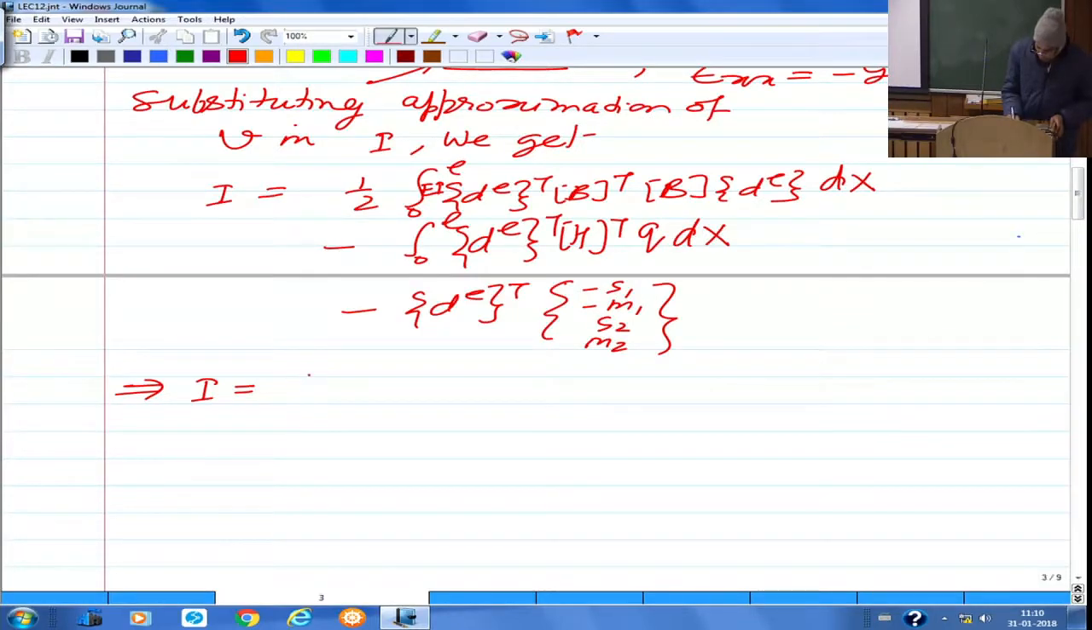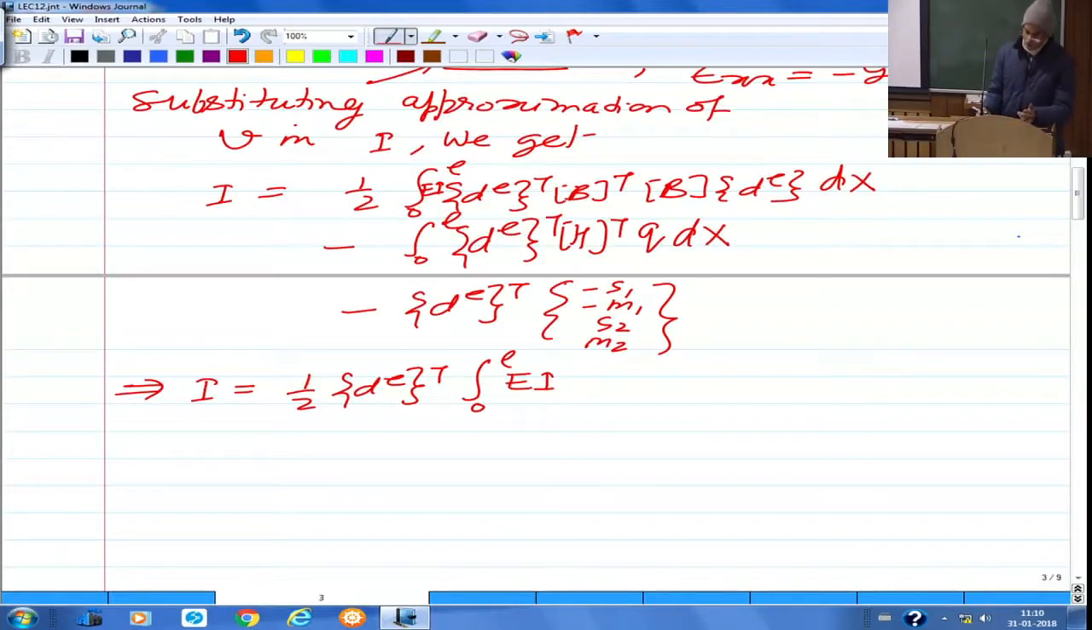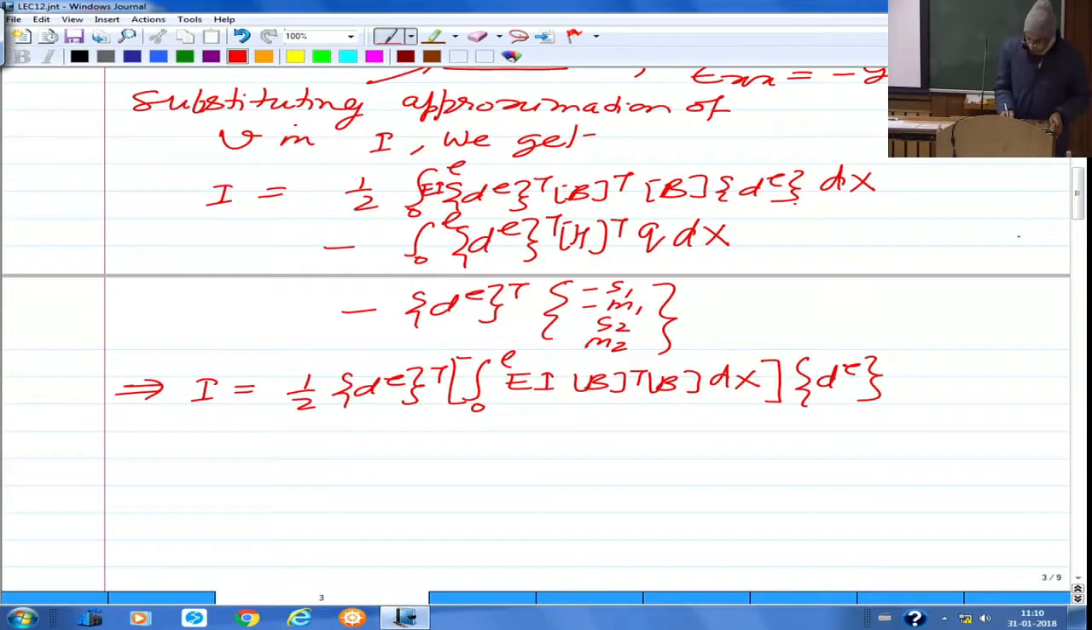So you can actually write then that half of essentially d^e transpose integration 0 to L, E I, which I am keeping inside because it could be a function of x. Of course, as a special case, this might be constant. So then you have E I, B transpose into B dx. So this is what you get at the center, and this is your d^e. That is, this d is taken out of the integration.